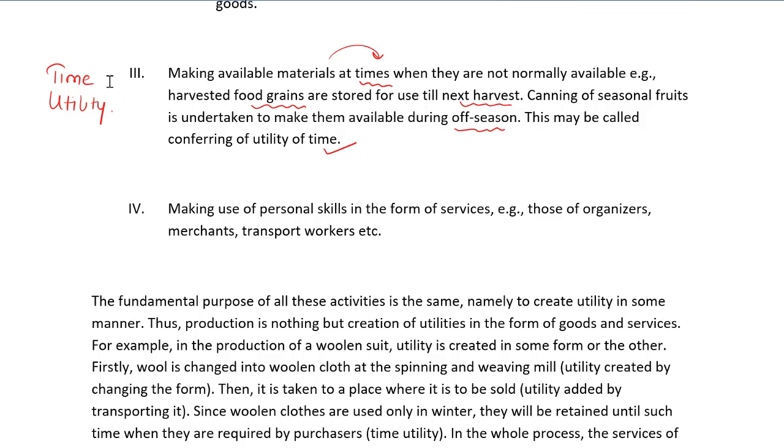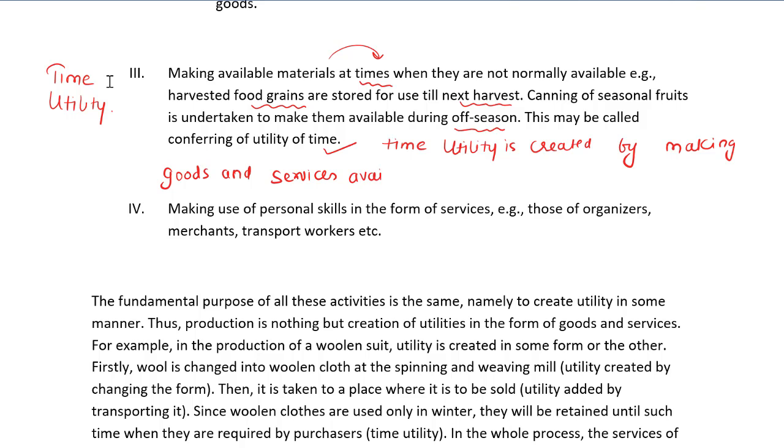We can write here that time utility is created by making goods and services available at times when they are not normally available.